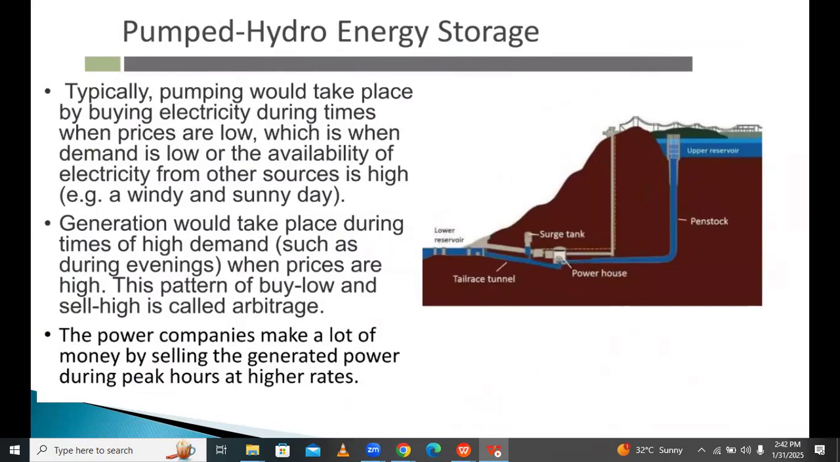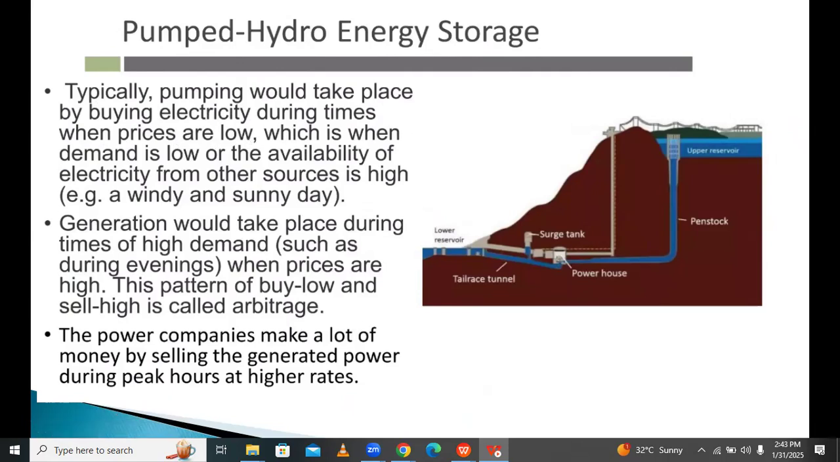Next main important concept. Typically, pumping would take place by buying electricity during times when prices are low. When the price on the grid is low, at that condition we take the electricity from the grid and utilize it to pump the water from the low level reservoir to the upper level reservoir.